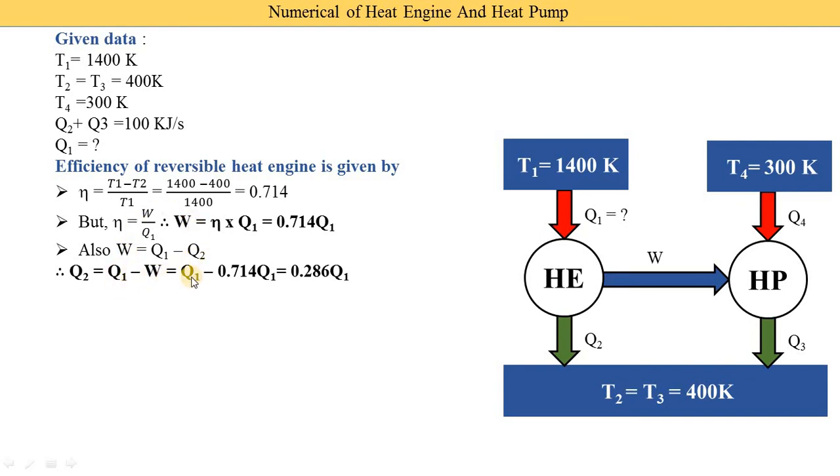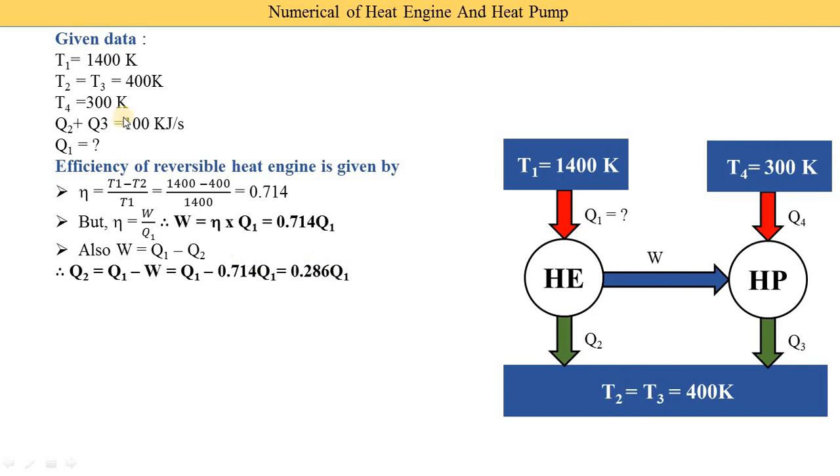So Q1 is as it is because we do not know what Q1 is. Okay, W is equal to 0.714 Q1. So we put this value of W here and we get this answer. Q2 is equal to 0.286 Q1. Okay, so we are putting it as it is.